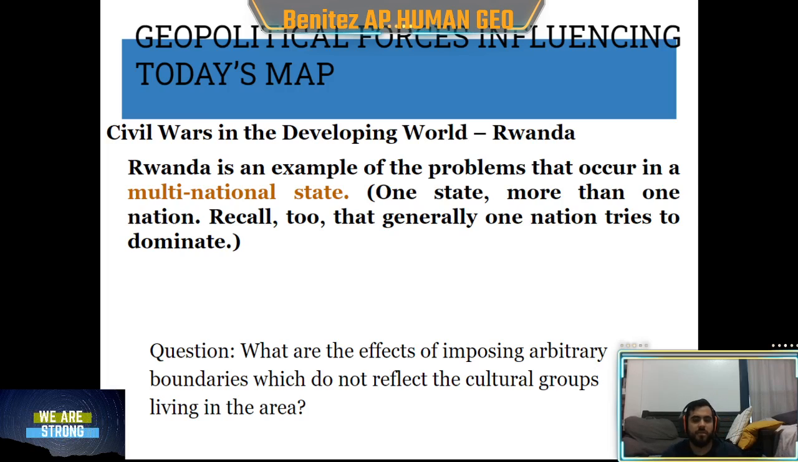Other than that, guys, this is one of the problems when we have countries that come into an area. They try to put their own borders and they do not care about the history. They do not care about who in that country benefits, but for themselves.